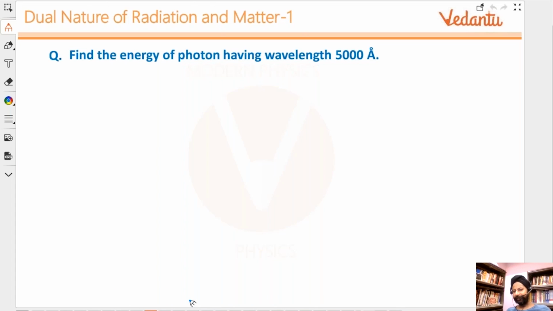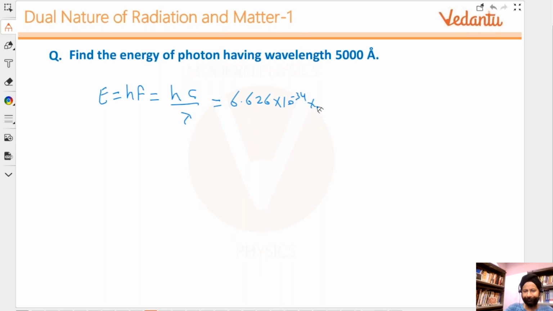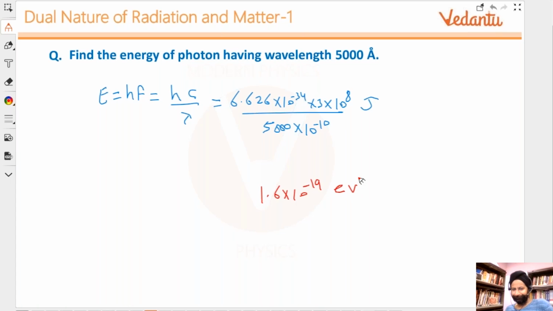Find the energy of a photon having wavelength 5000 angstroms. So energy is equal to hc by lambda. I'm doing fast because yesterday we did this anyways. So h is 6.626 times 10 to the power minus 34 times 3 times 10 to the power 8 divided by 5000 times 10 to the power minus 10 joules. Done. If you're really interested, you can divide all this by 1.6 times 10 to the power minus 19 and call this energy in electron volts. Okay.